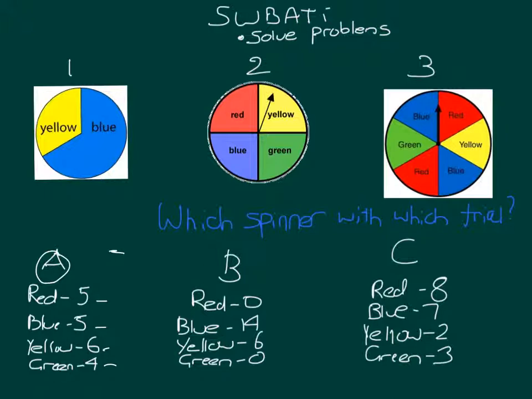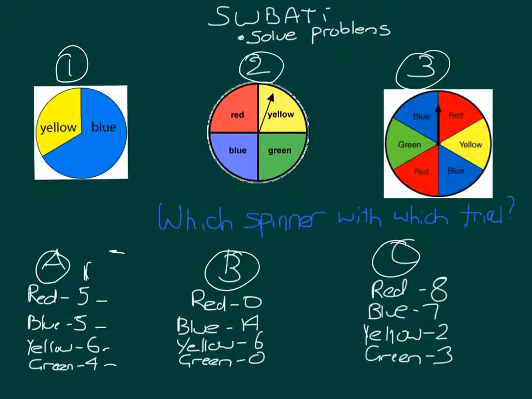I want you to figure out which of these 3 trials, A, B, and C, goes with which of these spinners, 1, 2, and 3. And we're going to use our principles of experimental probability. Okay, so let's look at the first trial, A. So I got 5 red, 5 blue, 6 yellow, 4 green. So I got a fairly even number of times that I landed on each of these colours, right? So the experimental probabilities of these 4 colours is very similar, okay?